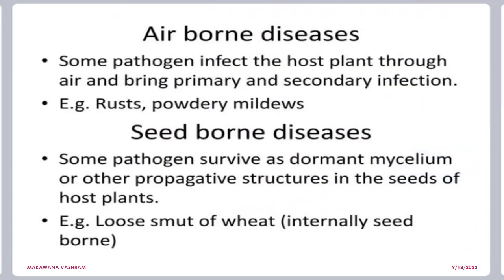Airborne disease: some pathogens infect the host plant through air and bring primary and secondary infection. Example: rust, powdery mildews, etc. Seed-borne disease: some pathogens survive as dormant mycelium or other propagative structures in the seeds of the host plant. Example: loose smut of wheat.